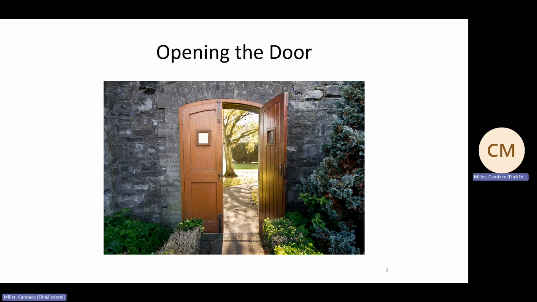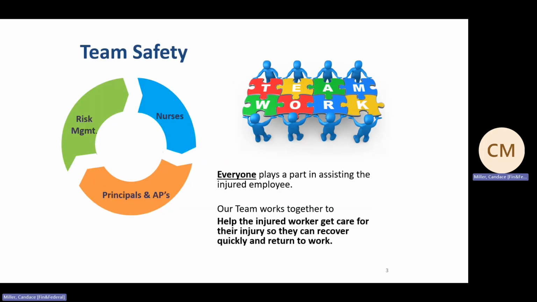As an employer, we have legal and moral obligations to provide a safe workplace to our employees, which is why communication is so important. Our team safety includes me, risk management, the school nurse, the principal, and your campus safety contact, which is your designated AP in charge of safety and employee injuries for your campus. We work together to help the injured worker get care for their injury so they can recover quickly and return to work. We are team safety.